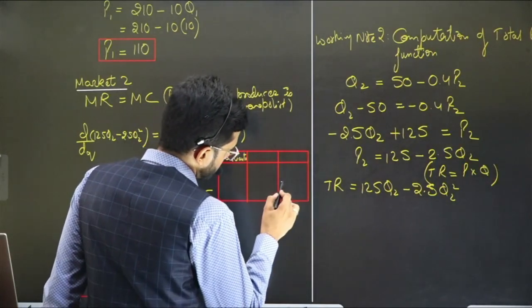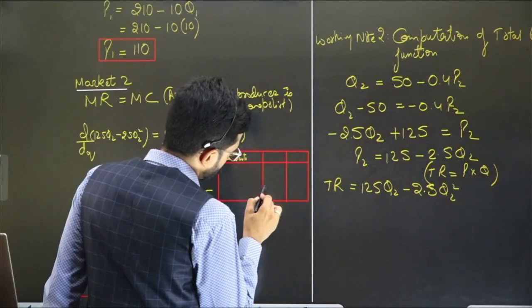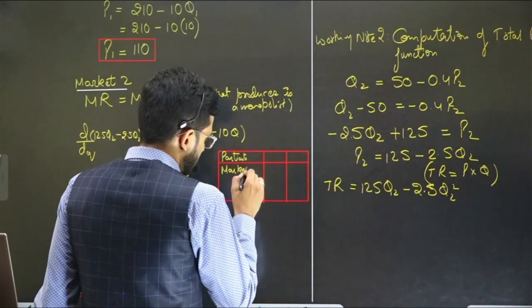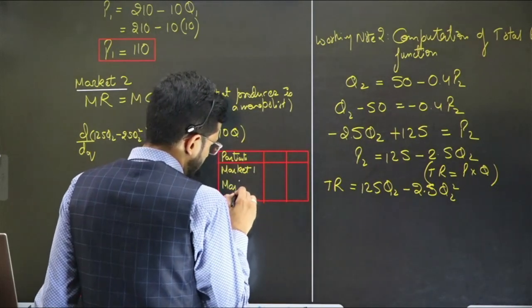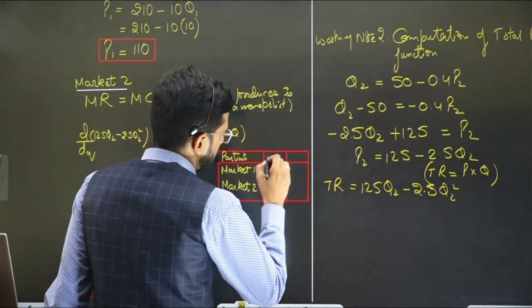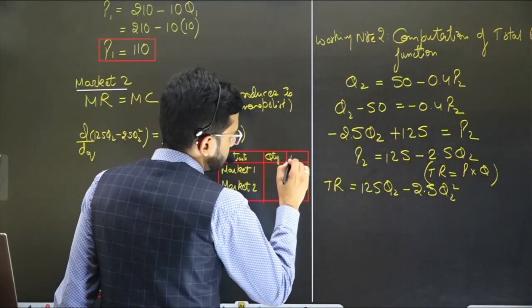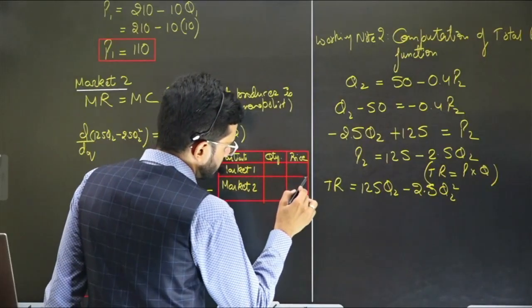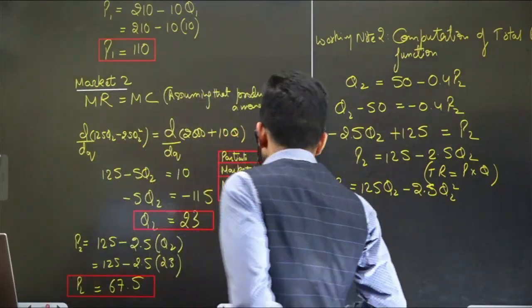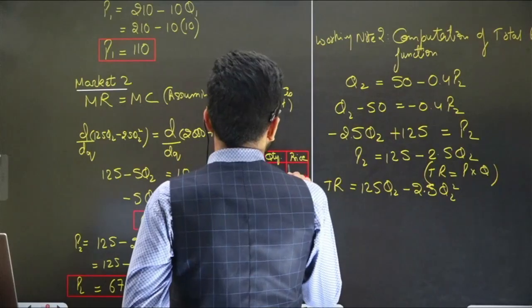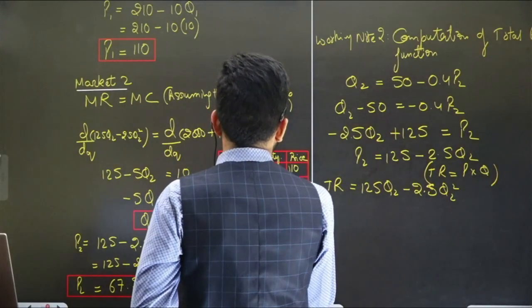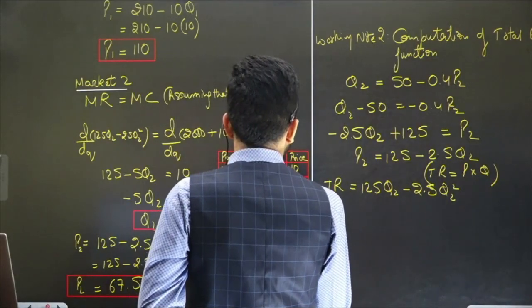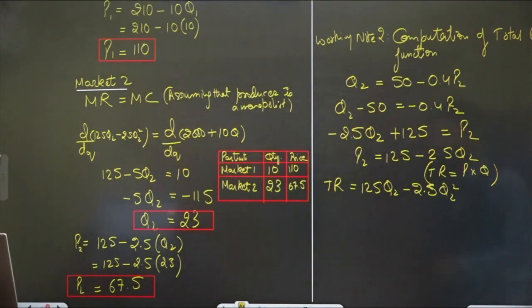Particulars: market 1, market 2, quantity and price. Guys, write your answer in a tabular form, it will be much more presentable. Okay, so market 1, the price is 110, quantity sold is 10. Market 2, quantity sold is 23, and the price is 67.5.